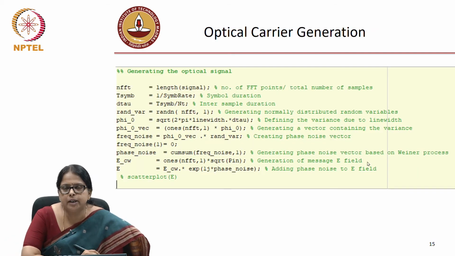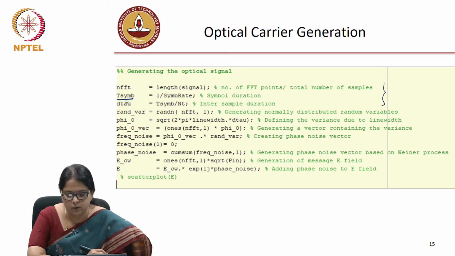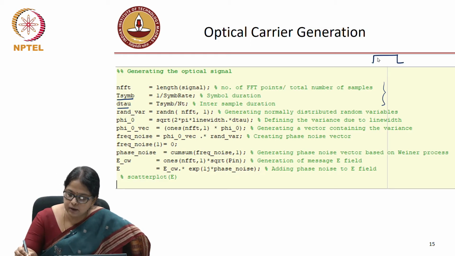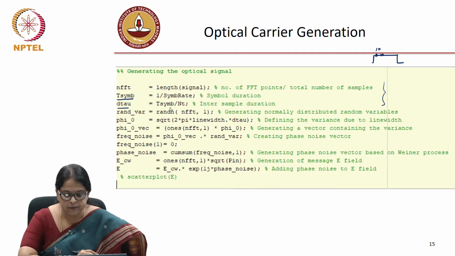Now, how do you generate your optical carrier? The number of FFT points is the length of your signal. Your symbol duration is 1 over symbol rate. These are some of the variables that you are defining. Your d tau is the spacing between two adjacent samples. You said that you are going to pick 10 samples to represent the symbol, so d tau is t symbol divided by nt. We now need to do phase noise generation and frequency offset generation.